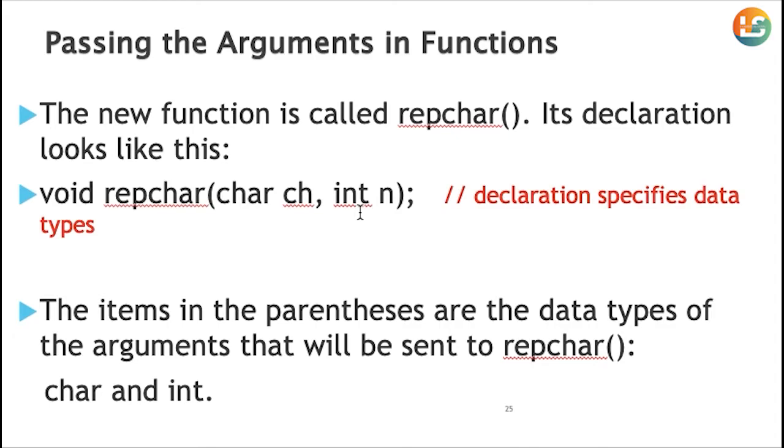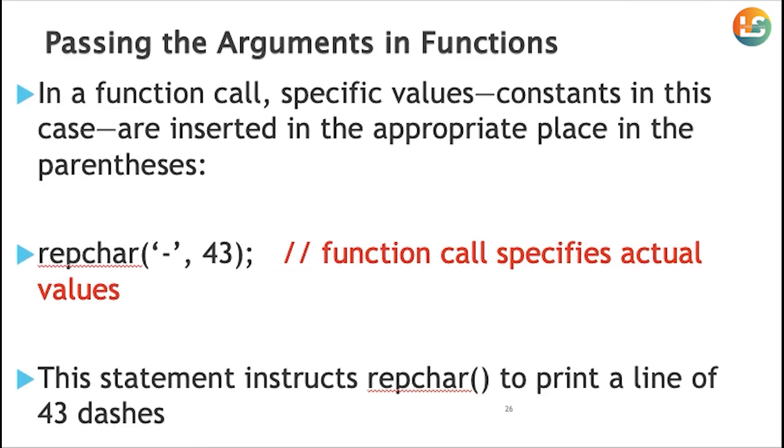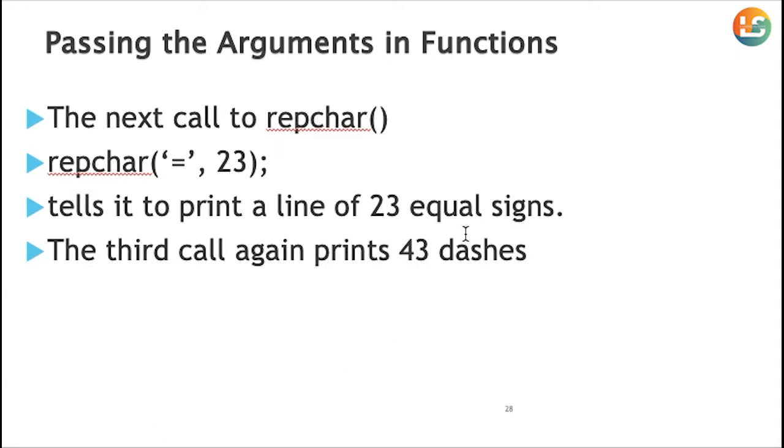The next call to repchar, with the equal sign and 23, shows we can call this function again with different values. For example, this time I have sent the equal sign as the character and 23 as the number of times. It tells the function to print a line of 23 equal signs. The third call again prints 43 dashes. These three calls correspond to this diagram. First we call this function with the dash and 43, then we call it again with the equal sign and 23, and then we call it a third time with the dash and 43.